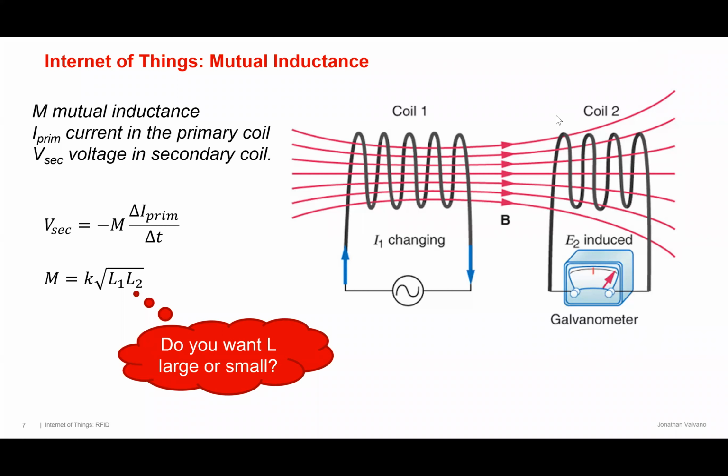You want M large or small? Large, okay, because you have a limited amount of current in the reader, and you want voltage in the secondary. So if you want M large, what do you want L to be? Large. What do you want K to be? Also large. So these are all things we want to get bigger.